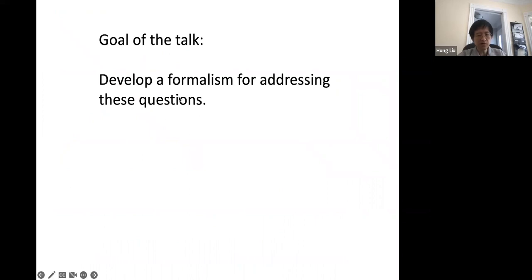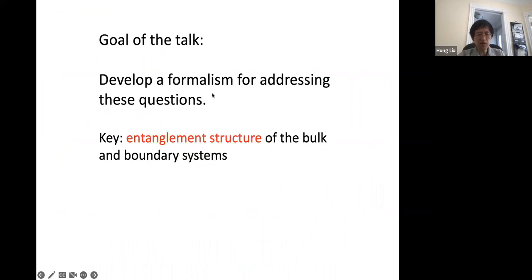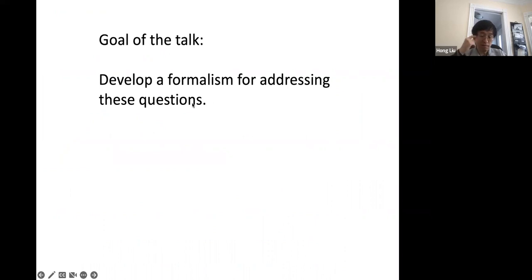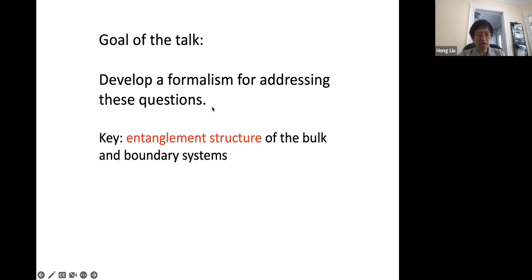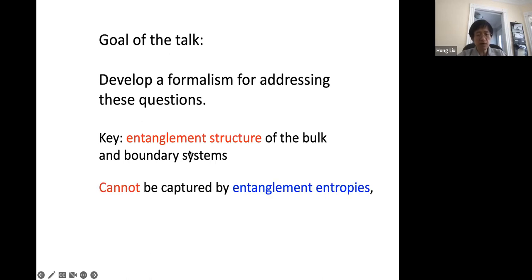So the goal of the talk is to develop a formalism for addressing these kinds of questions. Sometimes even with the formalism, understanding some of those questions can be technically hard, but at least we give a conceptual framework for addressing them. The key would be the entanglement structure of the bulk and the boundary systems. But one of the key elements here is that this entanglement structure cannot be captured by the usual notion of entanglement, say entanglement entropies, etc.